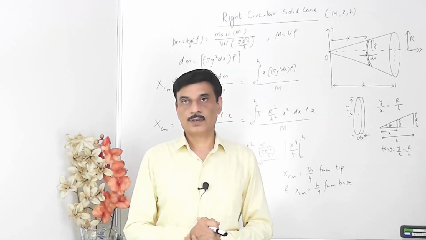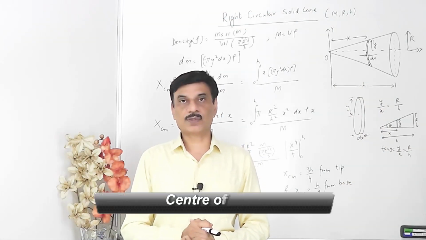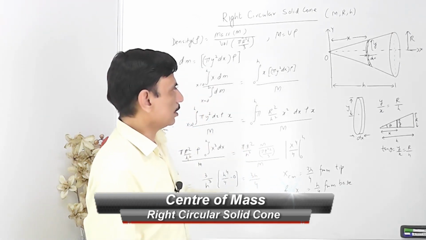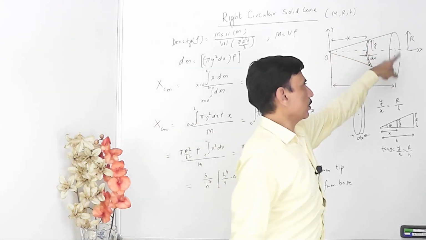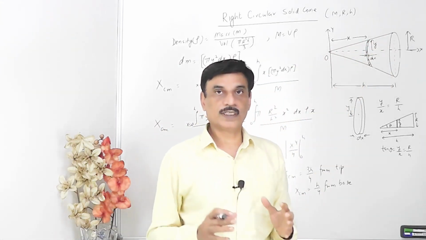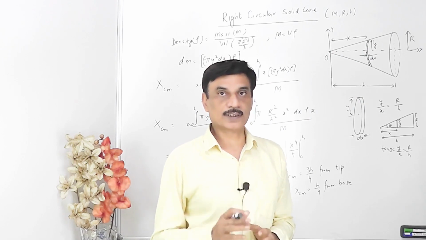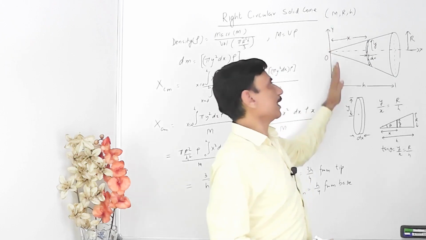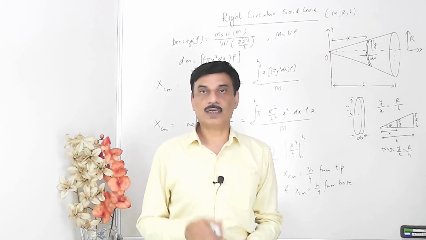Let us find the center of mass of a right circular solid cone which has a height h and radius r, and its mass is m. Over here we have kept this right circular solid cone, and we know that its center of mass is going to be on the axis of symmetry. So this is the axis of symmetry. Over here this is the x-axis, this is the y-axis, and we intend to find xcm.